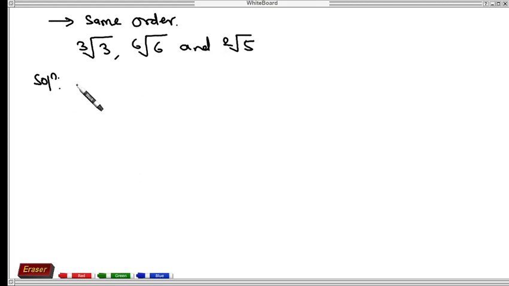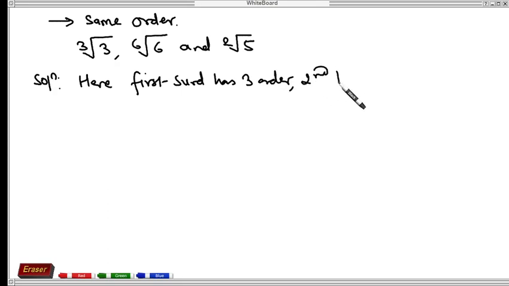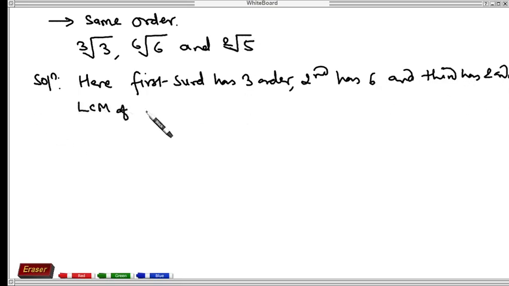First of all, the first surd has order 3, the second has 6, and the third has order 2. For the square root, the order is simply mentioned as 2. Then the LCM of 3, 6 and 2 is simply 6.